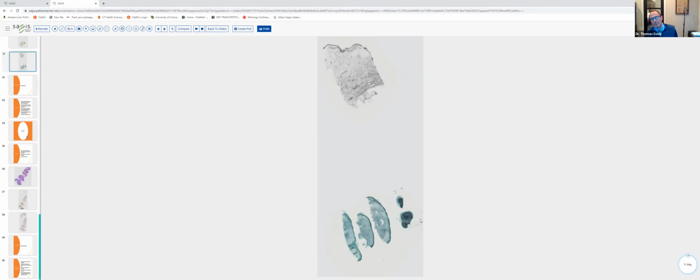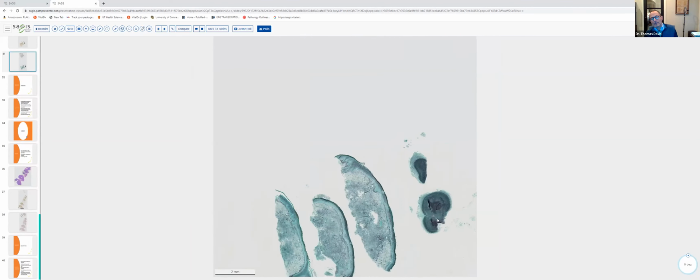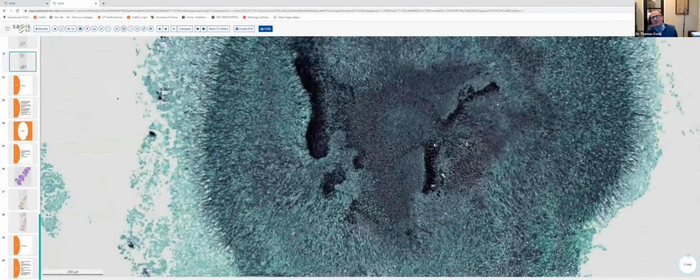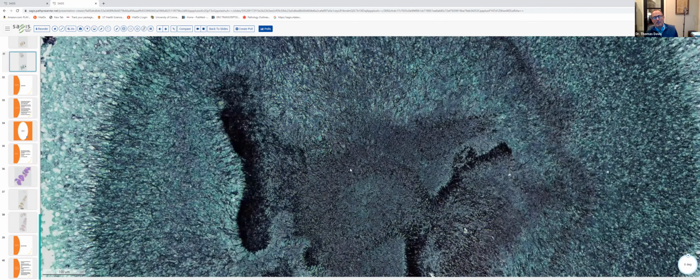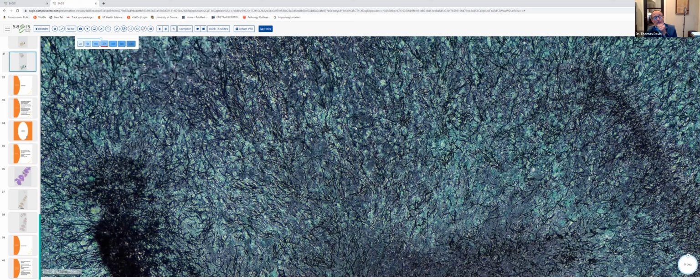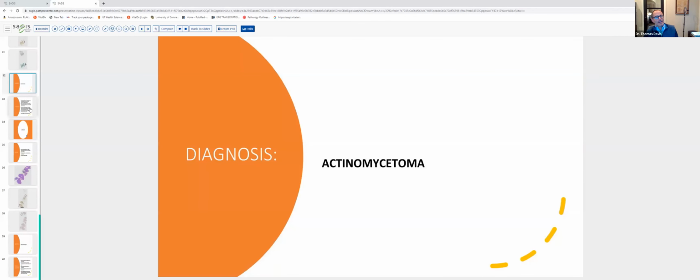So we'll zoom on in and focus in on the grain. And here, I think you can better appreciate these numerous filamentous, elongated bacterial forms in the dermis. These were negative with AFB and Fite, and the PAS stain was inadequate. It was too dark to really interpret. So the diagnosis in this case is an actinomycetoma.